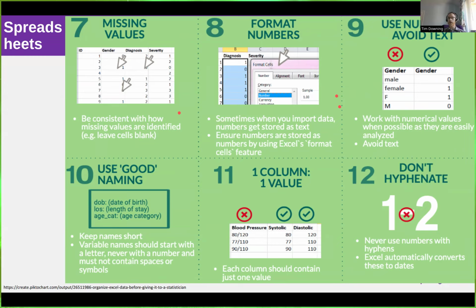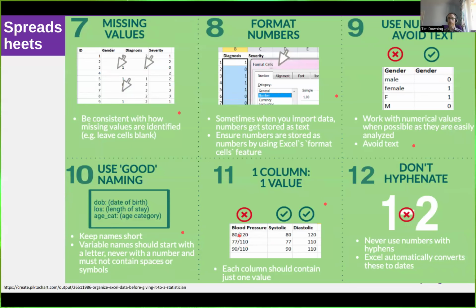Format your numbers in a systematic manner so that numbers appear as numbers. I've always used numbers and text, so work with numerical values where possible. They're easier to analyze. Use an informative and clear naming system. Have one value per cell.